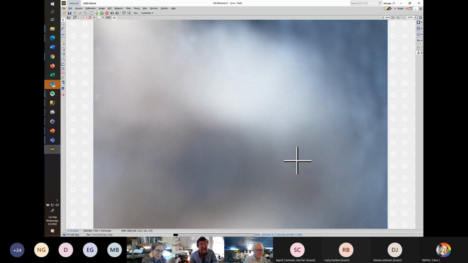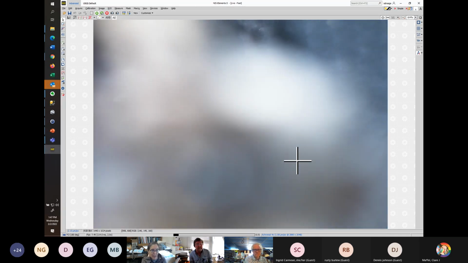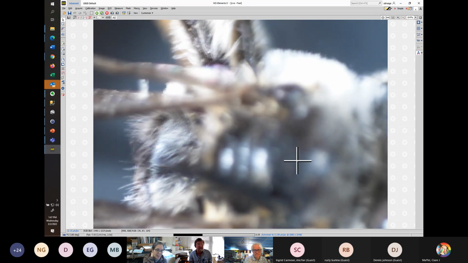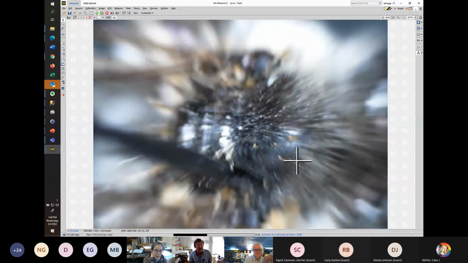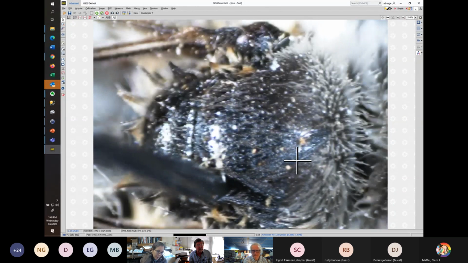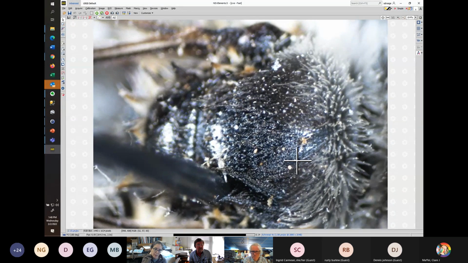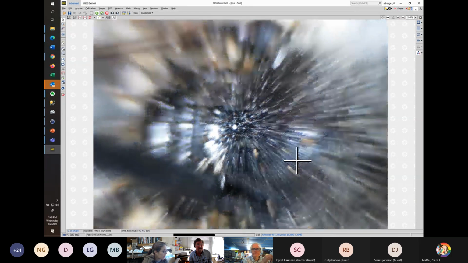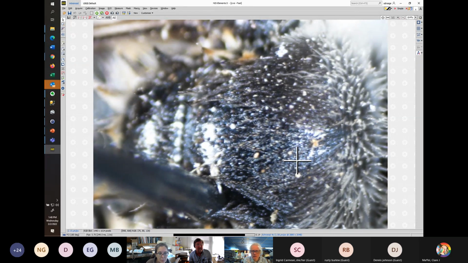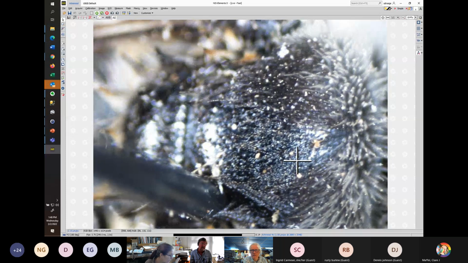But these are really hard to tell apart, I think, unless you have specimens to directly compare them to. They're really difficult. So see how far apart those punctures are? I'd have to compare them directly, but yeah, those are pretty wide apart.